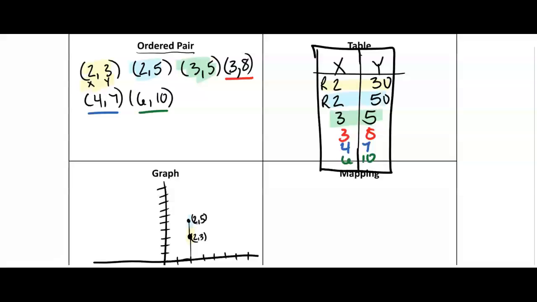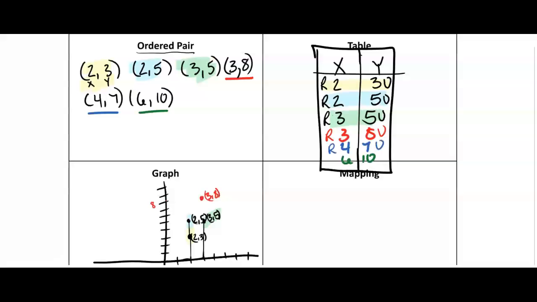Okay. Then we have our point (3, 5). That's right 3, up 5. 1, 2, 3, up 1, 2, 3, 4, 5. (3, 5). Okay, I'll put that in green. Okay, and we have a point (3, 8). That's right 3, up 8. Right 3, up 1, 2, 3, 4, 5, 6, 7, 8. You see it has the Y coordinate of 8. (3, 8) here.